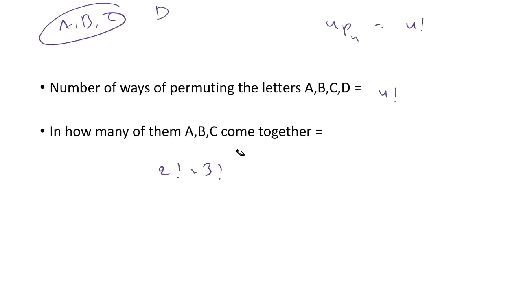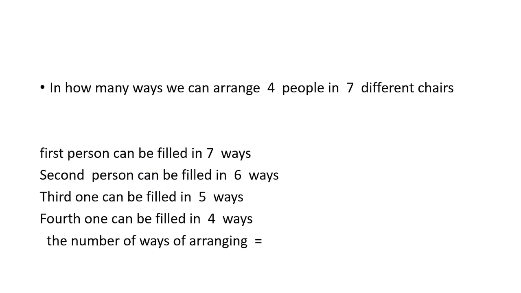So basically in permutations and combinations we will have quite a number of problems. But all those problems can be boiled down to a few similar problems. I repeat, the number of problems will be more, but the kinds of problems will be fewer. Okay, so before going into the main problem, let us understand this one. In how many ways can we arrange 4 people in 7 different chairs?